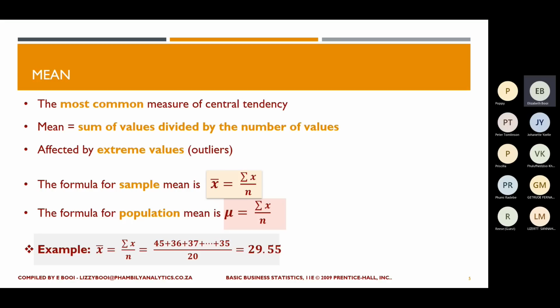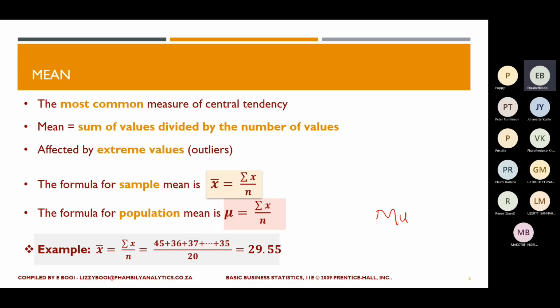For the population, it is mu, which is a Greek letter. You just pronounce it like mu. So for a population parameter, we use Greek letters. Mu is given by the sum of the observations in the population divided by how many there are.